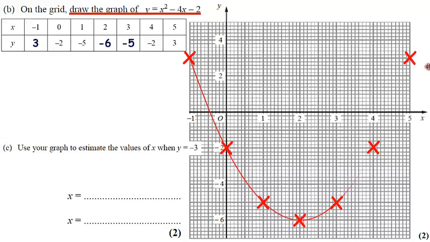So here's the curve. And you draw your smooth curve going through it all. And you've picked up 2 easy marks there. Make sure you draw the curve. Don't join them up with straight lines. Do not do that. You will lose marks there as well.